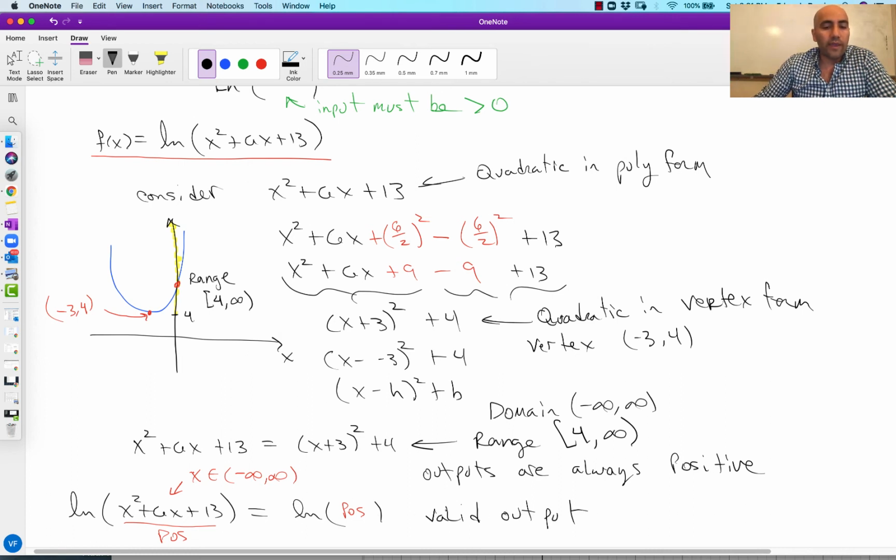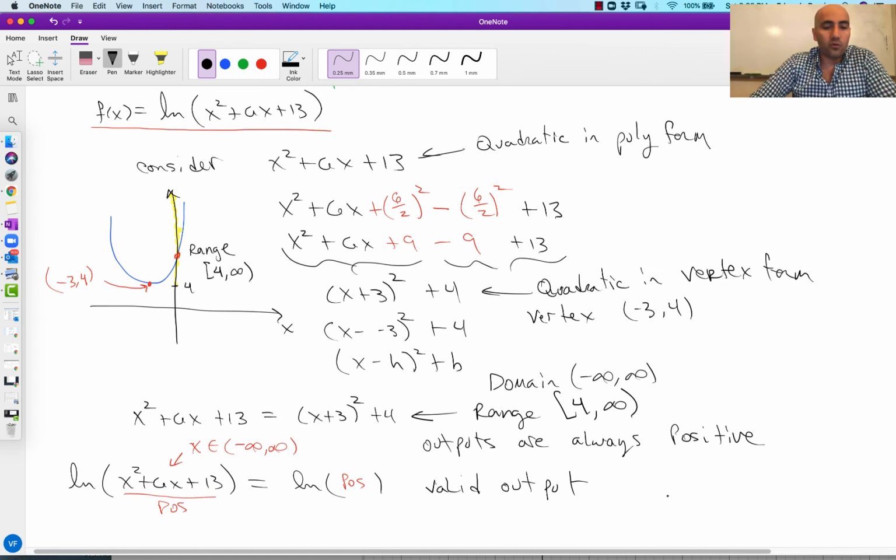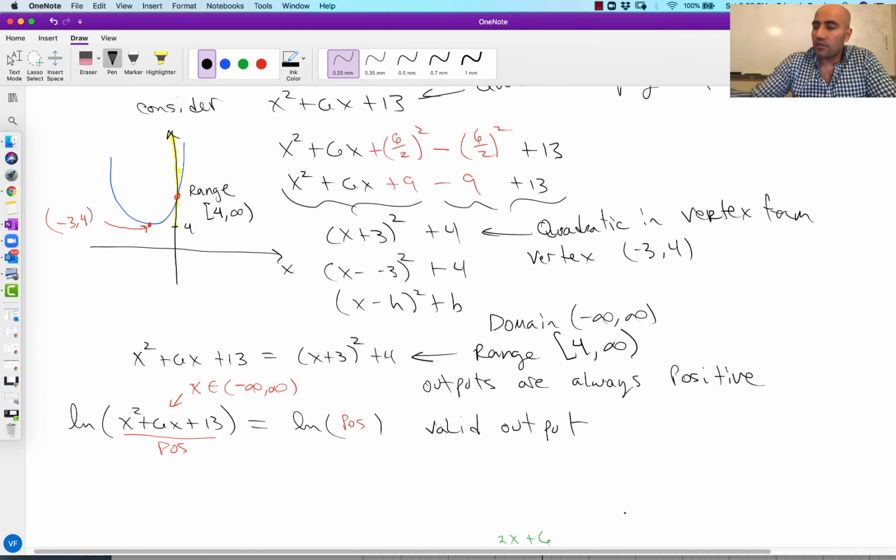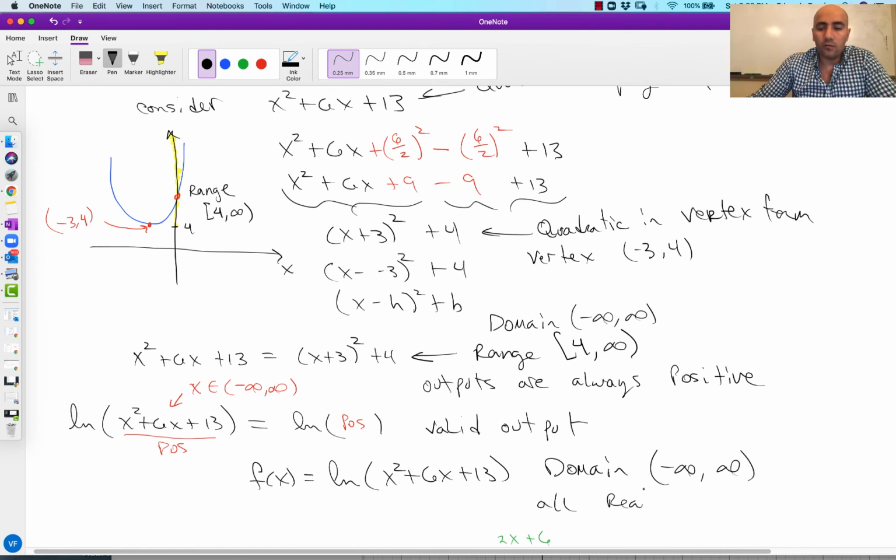Okay, so the domain is all real numbers, right? That's the gist of this whole thing. All this work was just to establish that the domain of the original function that we were working with, ln of x squared plus 6x plus 13, has a domain from negative infinity to positive infinity. All real numbers.